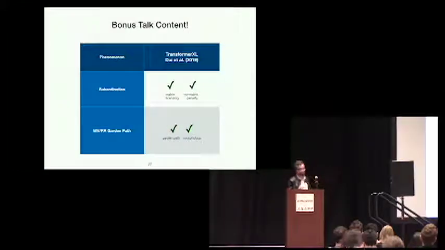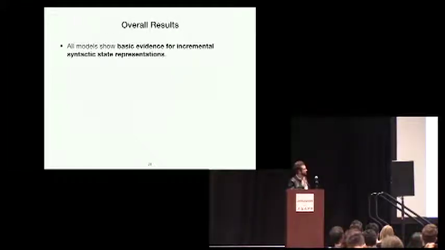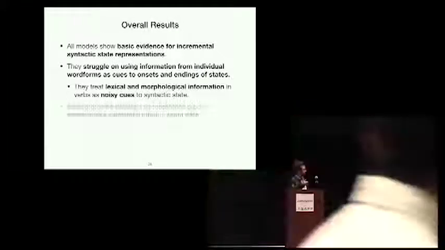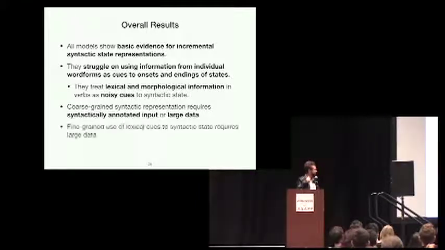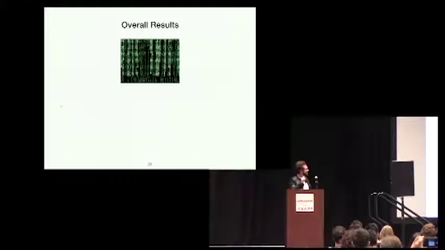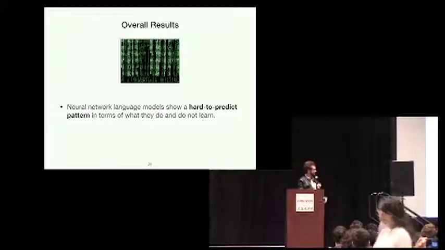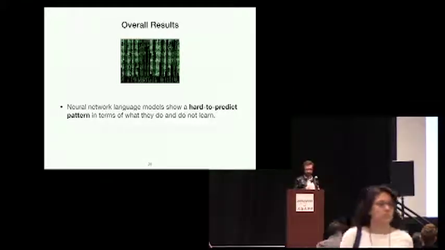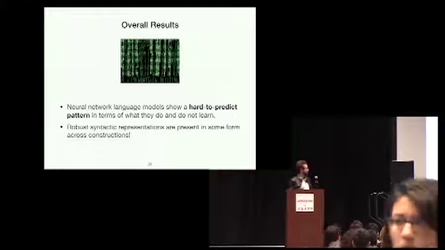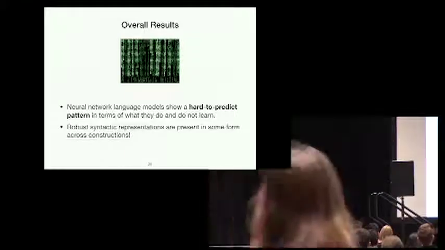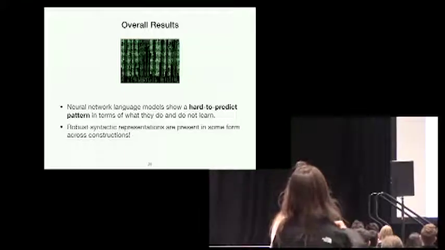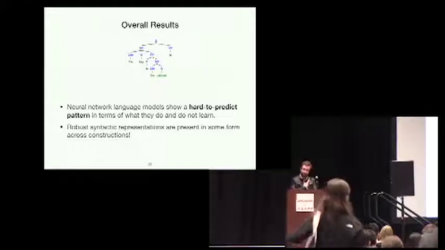And bonus talk content, we also did it with Transformer XL. This is not in the talk. Transformer XL gets the easy part and the hard part of both the cases I presented. So overall, we have basic evidence of struggling using particular lexical cues to do these things. And neural networks show a hard to predict pattern in terms of what syntactic states they represent and what they don't. But robust syntactic state representations are present as revealed by these behavioral tests across many various constructions. So something like this representation or a fuzzy version of it is there.